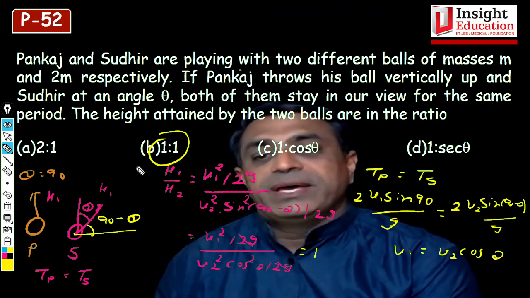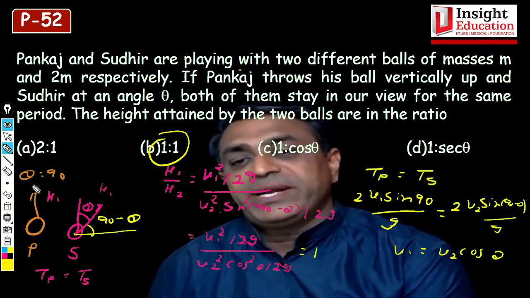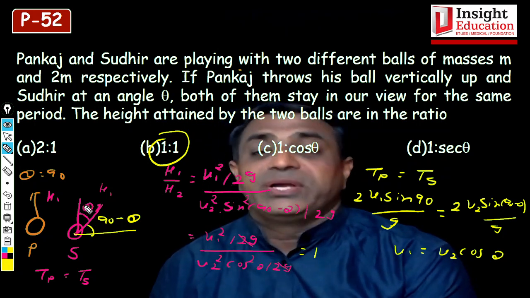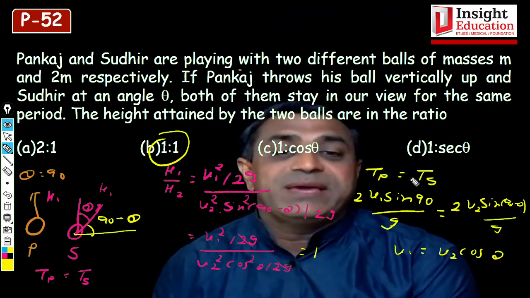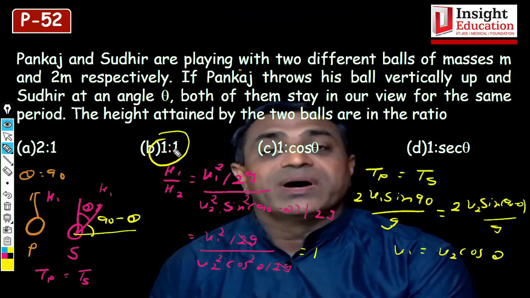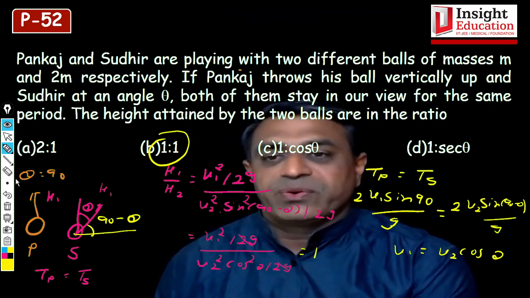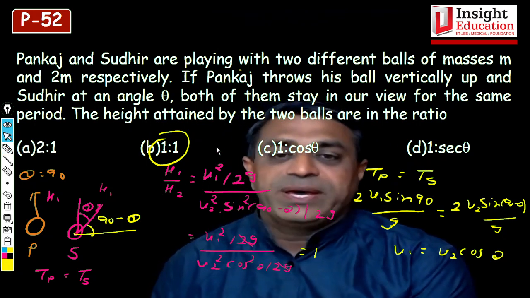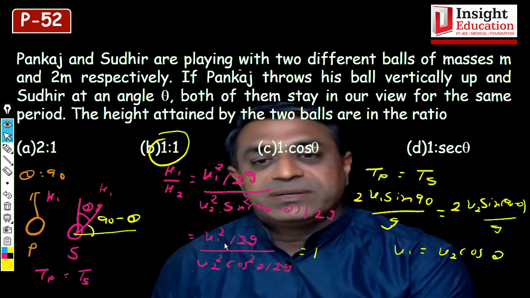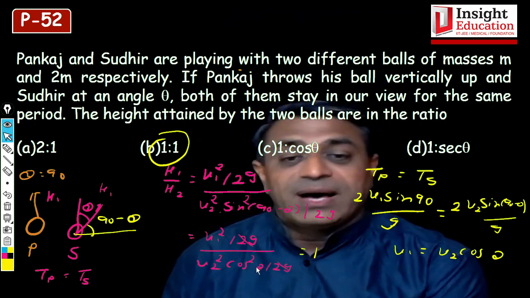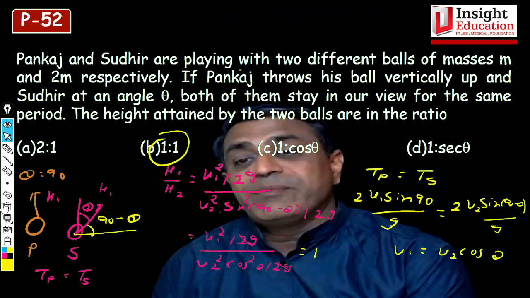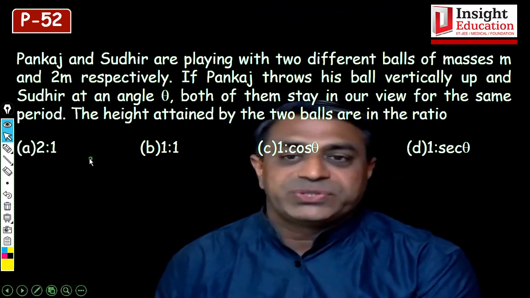So here, if you throw it vertically or if you throw it at an angle theta, but the time of flight is the same, then this ratio is 1:1. Okay. So follow the steps. First write down the equation. Then if you are not getting the answer, check which parameter we have not used.